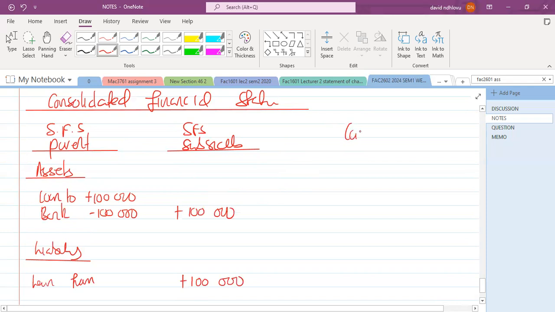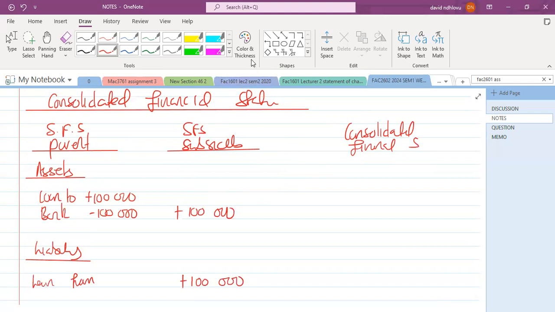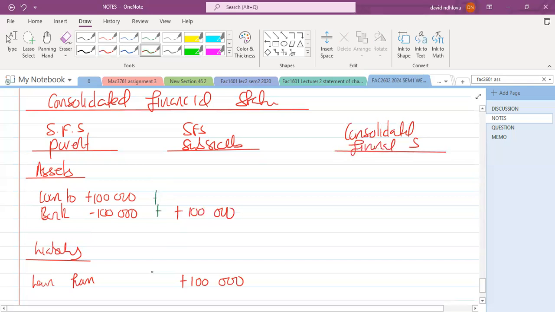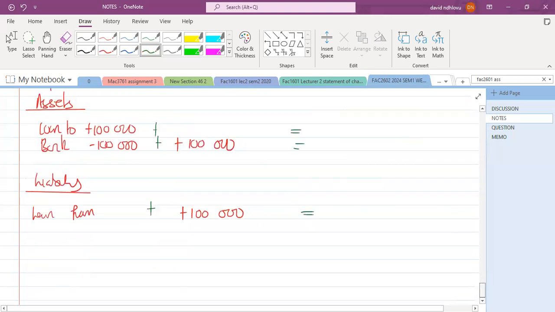Then we have the consolidated financial statements. So when we combine these and compile the combined financial statements, we are adding like for like. So we will be adding here, so that we get our values there. When we get to the bank, it is very simple and straightforward. We don't have to do anything at consolidation. No elimination is going to be needed.